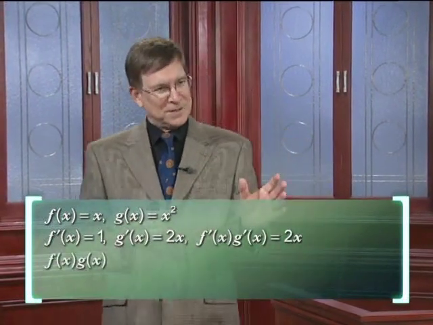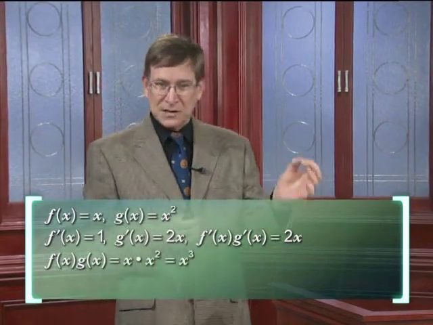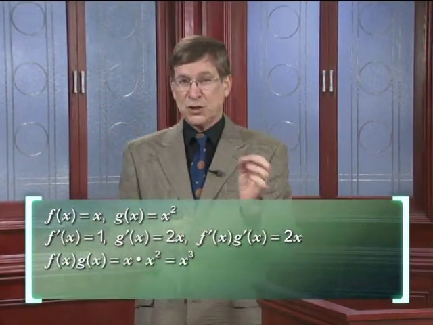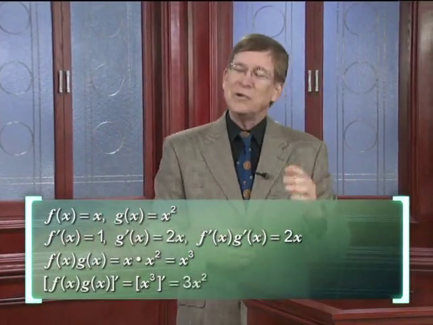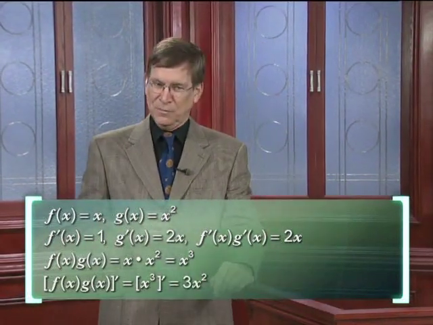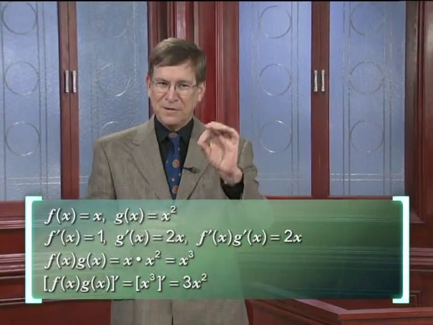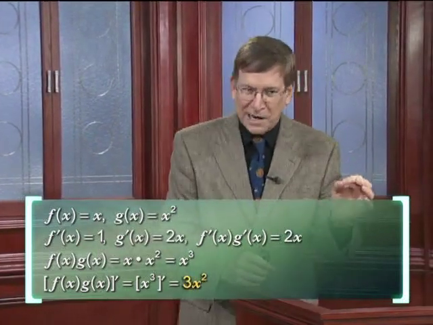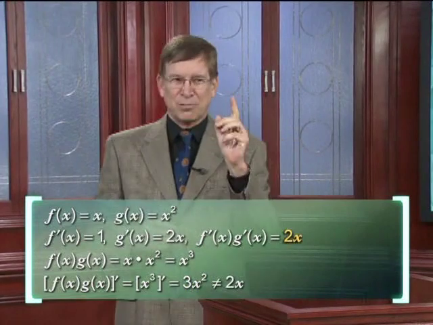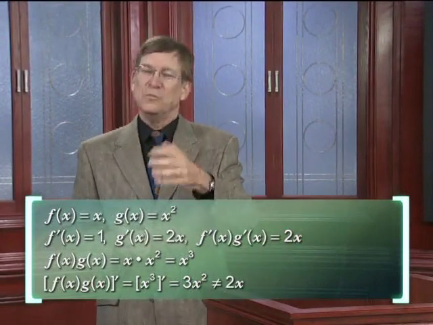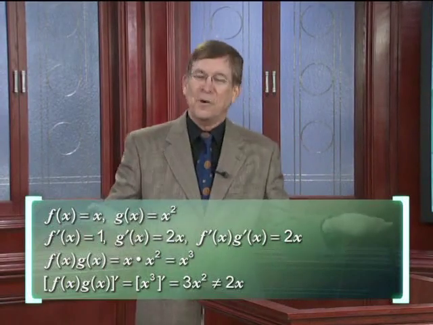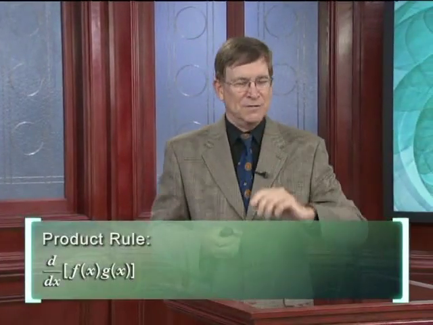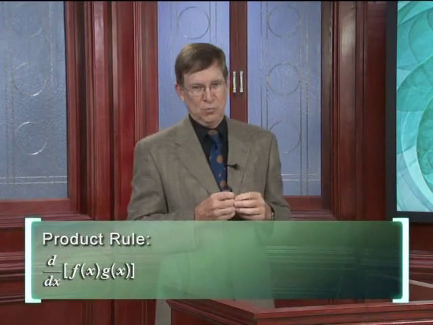Now let's take the product of the functions. That's x times x squared, which gives x cubed. And the derivative of that product is 3x squared by the power rule. So the derivative of the product, 3x squared, is not the product of the derivatives, which was 2x. So there must be a different formula for this. And here is the formula. This is called the product rule.